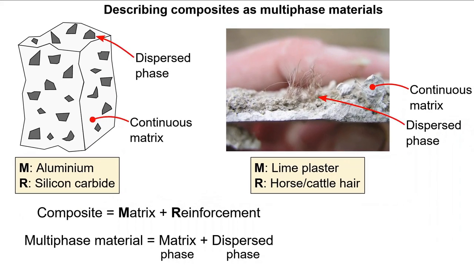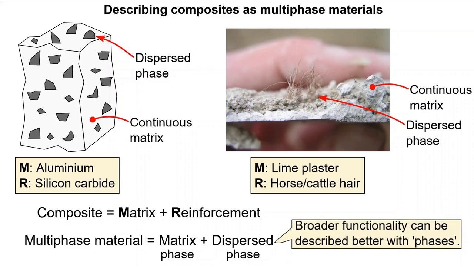Therefore, expanding a bit further on what is defined as a composite, it is largely correct to describe a composite as being a matrix and a reinforcement, but calling a composite a multi-phase material comprised of a matrix and a dispersed phase applies regardless of whether the formulation is applicable to purely mechanical aspects or to other advantages. What if the dispersed phase was added for thermal or optical properties? Broader functionality is described by calling each component in a composite a phase.